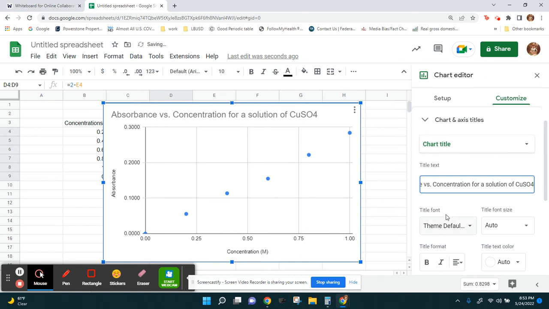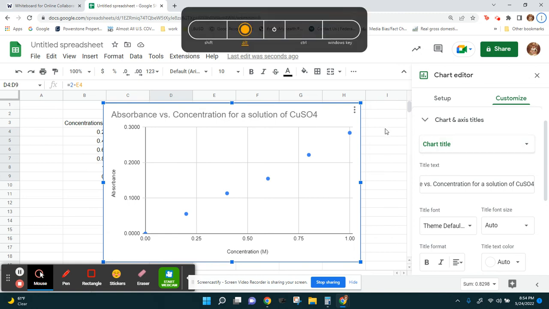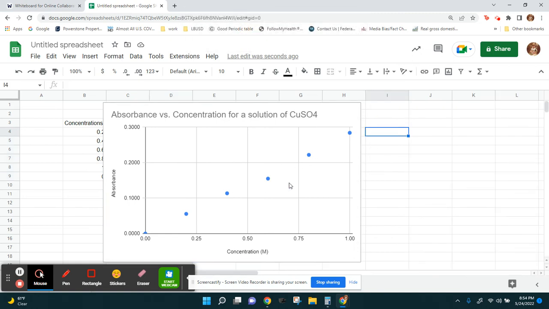What is copper sulfate there? I'm not going to worry about the subscript here. We've got other bigger fish to fry. All right, so we've got our linear graph. We've got our titles.